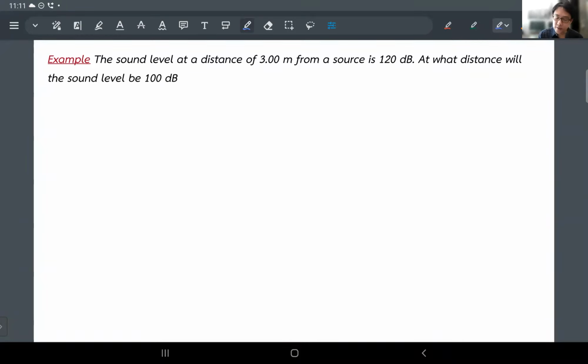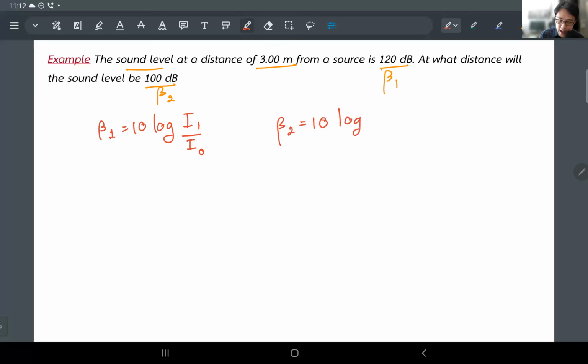Okay. So the way that I would like to approach this one is, you have 2 scenarios, 2 situations, 2 states, 2 positions or whatever. So what I usually do is try to write out the expression for both scenarios. So I can call the first scenario, which is at 3 meters, subscript 1. So the sound level at this, I will call beta 1. And the new position, I will use a subscript 2 for that. So I can just write beta 1 is going to be 10 log of the intensity at position number 1 divided by the threshold of hearing. And I do the same thing for the second position. It's going to be 10 log I2 over I0.